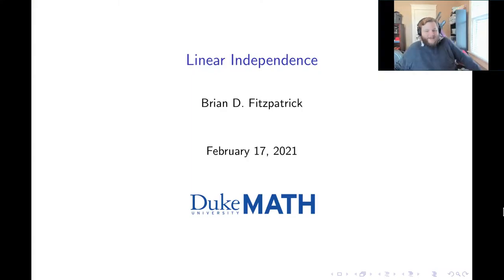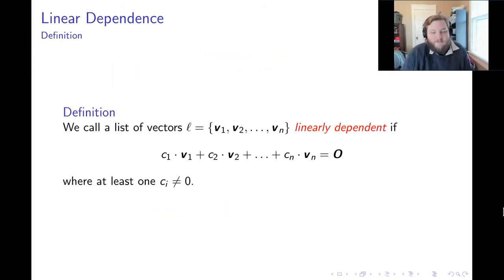Linear independence. This is an adjective that describes a list of vectors that ends up playing a really important role in a lot of the theory of linear algebra. Now, before we define what this important term means, I actually want to define what the opposite of the term means. And this is the notion of linear dependence.